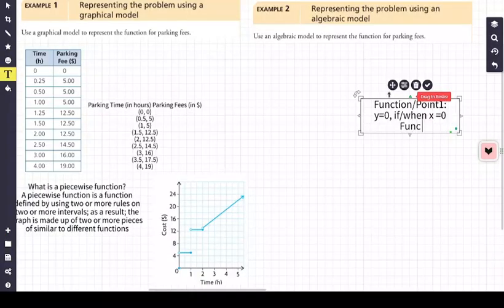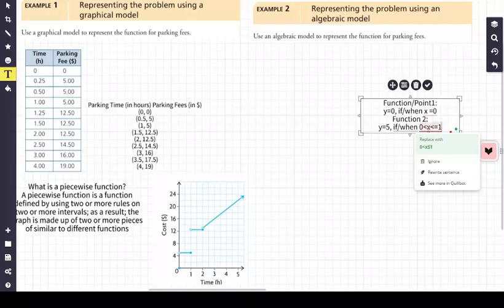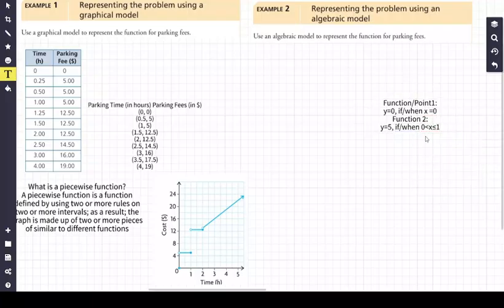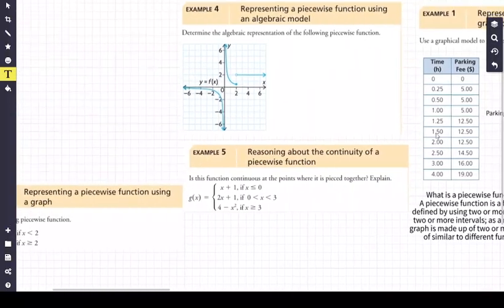Let's talk about function 2. We're talking about this little constant part here. So function 2: y is equal to 5 if or when... Now, we actually have to define this. It's no longer when x is equal to a certain value. It's an interval. So if 0 is less than x, less than or equal to 1. Does this make sense? It's strictly less than x, not less than or equal to 0, because we already defined 0. But it is less than or equal to 1.